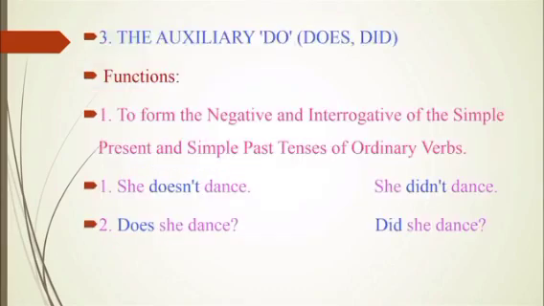Third one is the auxiliary do. In other words, do forms of verbs such as does, did. Let's see the functions. The first function is to form the negative and interrogative of the simple present and simple past tenses of ordinary verbs. Let's see the example sentences. She doesn't dance. She didn't dance. Does she dance? Did she dance?